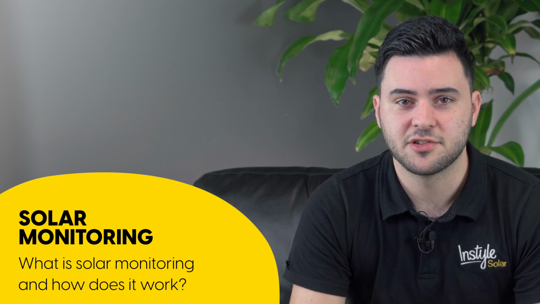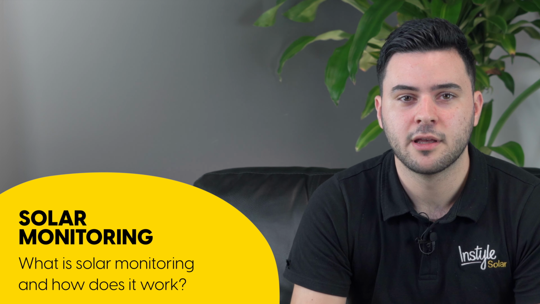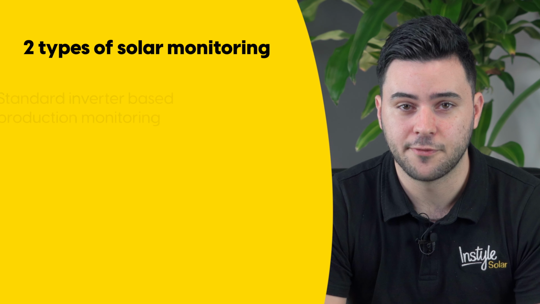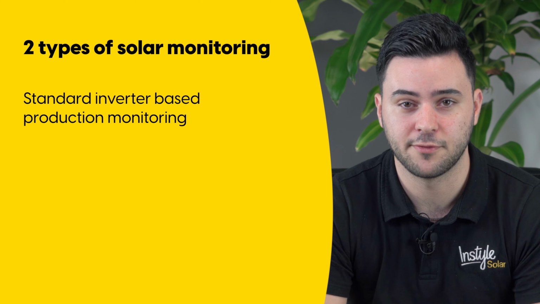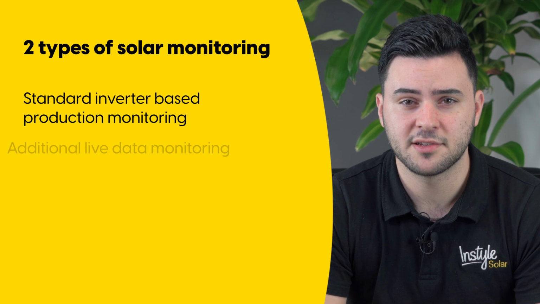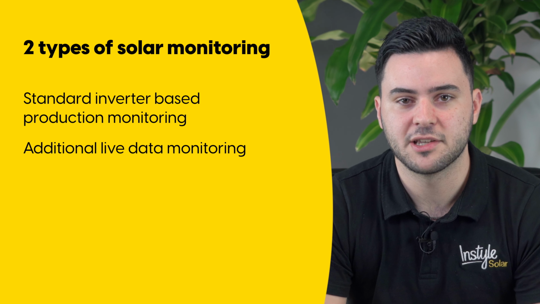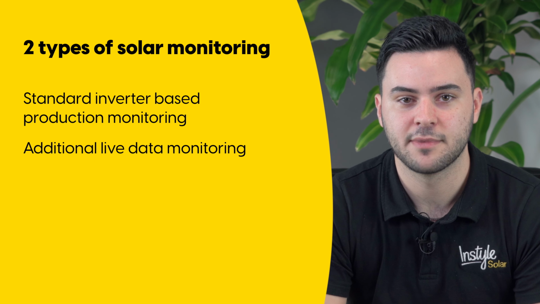One of the biggest changes in the solar industry in recent years is the addition of solar system production and consumption monitoring. There are currently two types of solar monitoring in the market, the first being standard inverter production monitoring, which comes embedded in the inverter device. The second is a range of additional add-on products which provide live data that is much more detailed, providing numerous insights into your system production and household consumption habits.